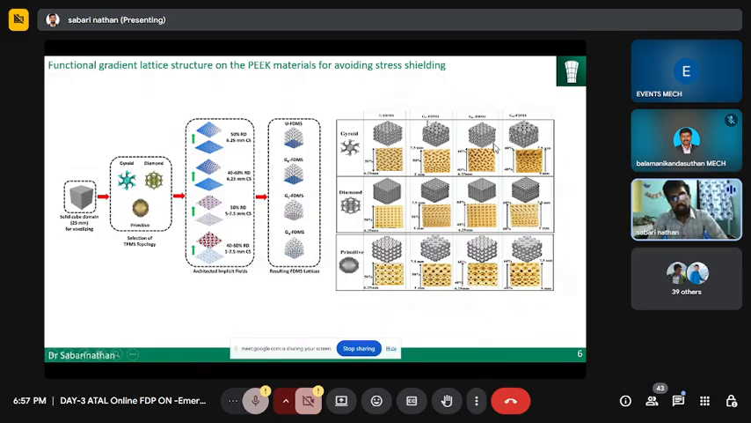The next one is functional grading, with three different grading strategies that we have followed. One is relative density, another one is cell size grading, and the final one is combining cell size as well as relative density. We have used three different software to grade these kinds of structures. The first one is topology, then we have used Rhino. Combining both the software, we have developed these kinds of models. We have also written our own code using MATLAB. After that, we developed these models.